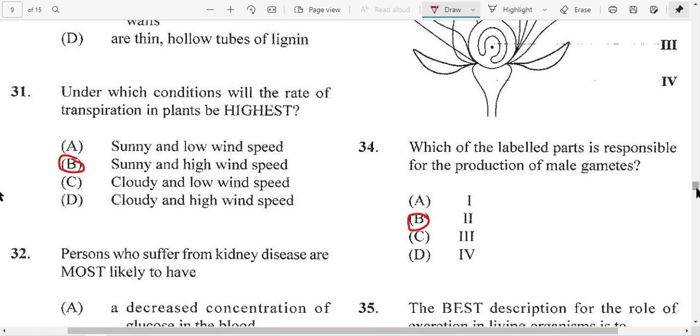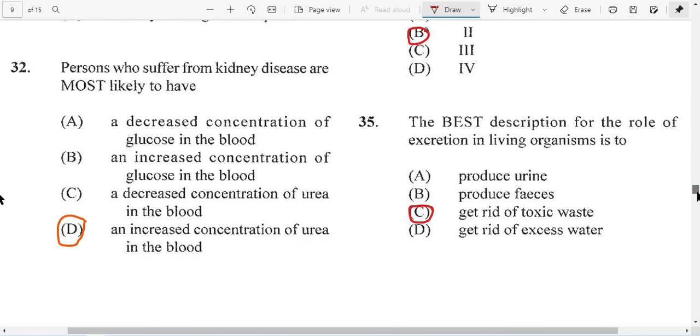C, cloudy low wind speed, cloudy high wind speed. No, there we're going to have a high level of humidity, a lot of water vapor in the air, so that couldn't be the answer. For 32, persons who suffer from kidney disease are most likely to have decreased concentration of glucose. No, our best answer here is going to be D, an increased concentration of urea in the blood. All the others are pretty much out, right?